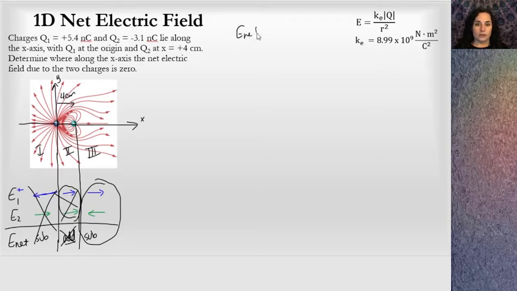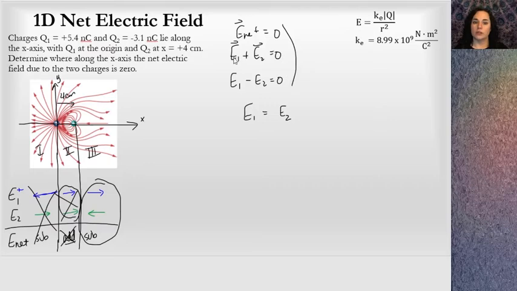E net equals 0, so I'm going to have the electric field due to 1 plus the electric field due to 2 equal to 0. And we're going to get E1 minus E2 equal to 0. And we can see that the electric field due to 1 is going to be equal to the electric field due to 2 in magnitude. Okay, so just setting that up and being formal about it. You may have multiple charges, 4, 5, 6 of them, and this may be a useful thing to do.